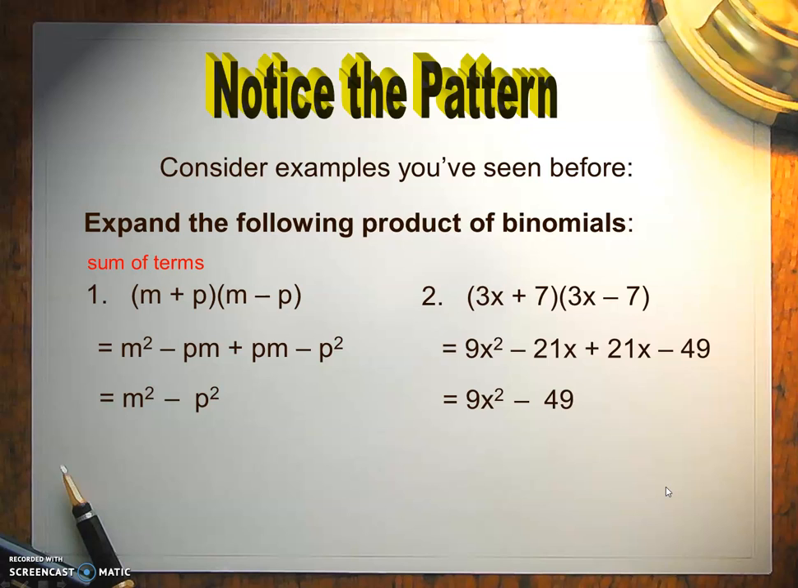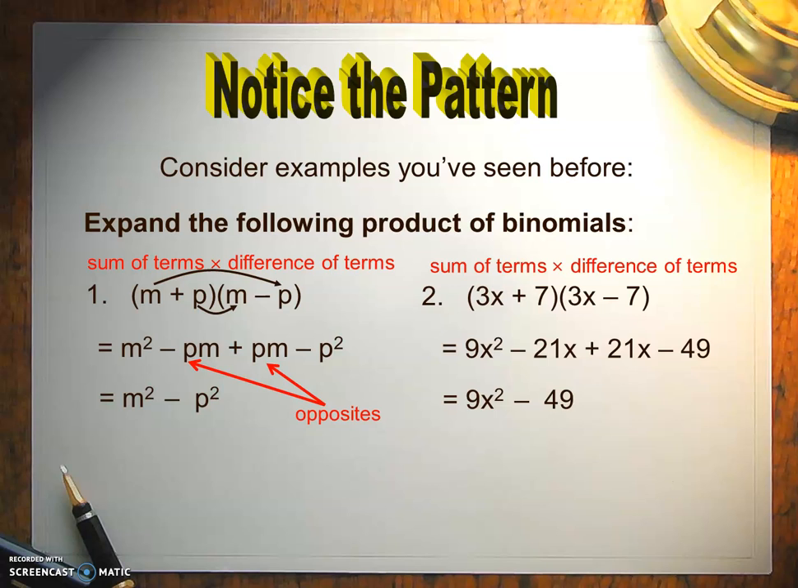Let's also take a look at the brackets: the sum of the terms in the first bracket, and the difference of the same two terms in the second bracket, and we're multiplying them. How do we get those two opposites? It's the outside product of FOIL, the O, and the inside product of FOIL. And so this is the pattern we're looking to recognize.